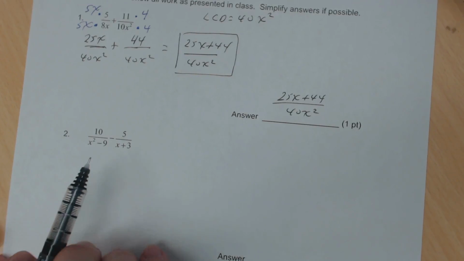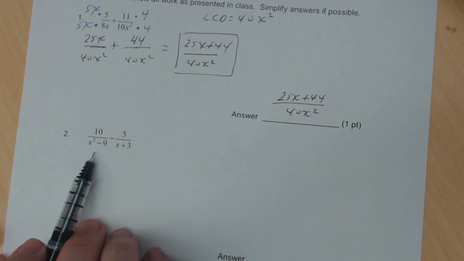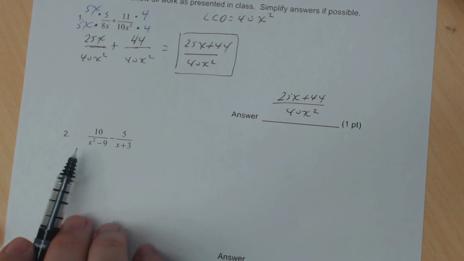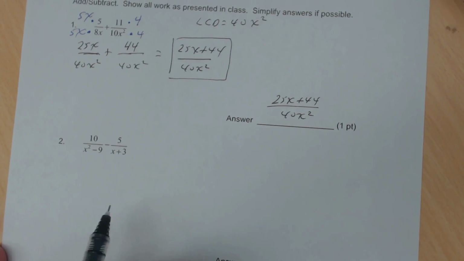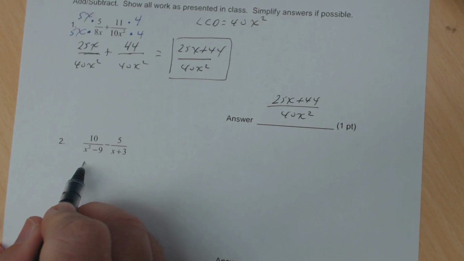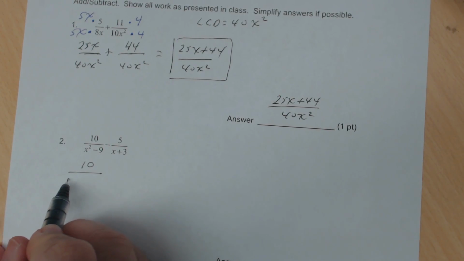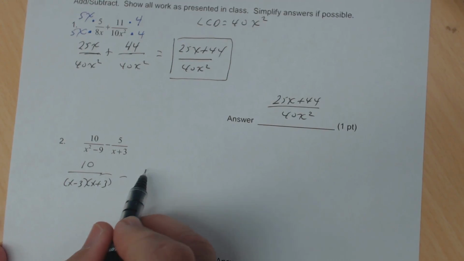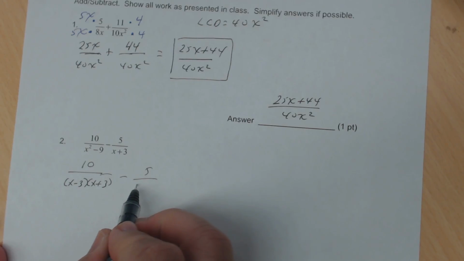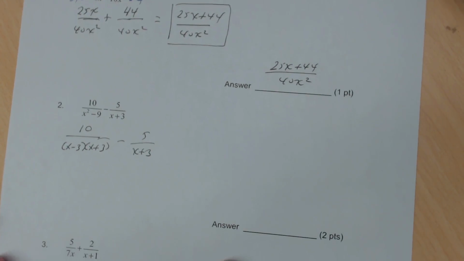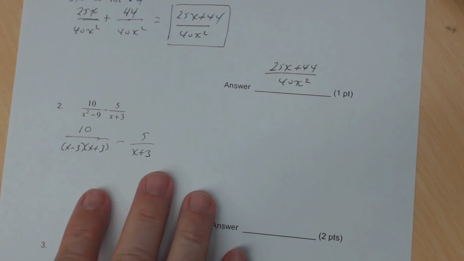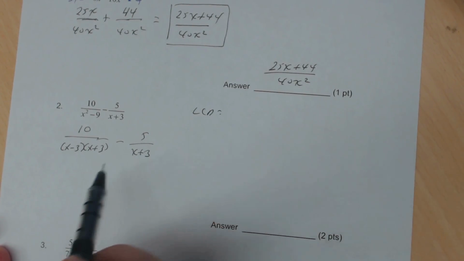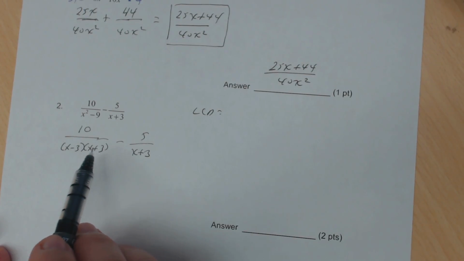Okay, now number 2. So remember, the first step is to factor your denominators. So x plus 3 I can't do anything with, so it's prime. Now x squared minus 9 I can. So x squared minus 9, remember, I'm going to go ahead and rewrite this. That's going to be x minus 3 times x plus 3. So that's what this is, minus 5 divided by x plus 3. Okay, so once you factor your denominators, now you're going to find your LCD. So remember, your LCD must include every factor that's involved.